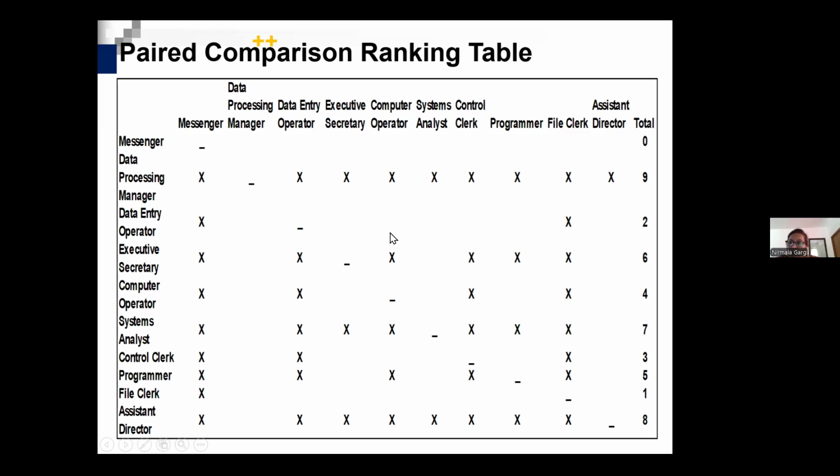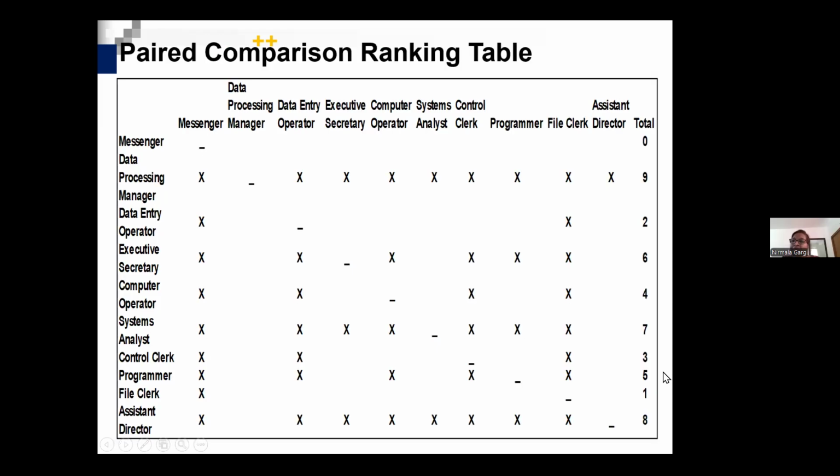So what you do, the compensation committee typically evaluates each job with the rest of the jobs, and if it finds that this job is higher than the other jobs, it puts a cross mark. So tell me, please, I want some participation. Data entry operator is higher in how many jobs? Only two we can see. Only two.